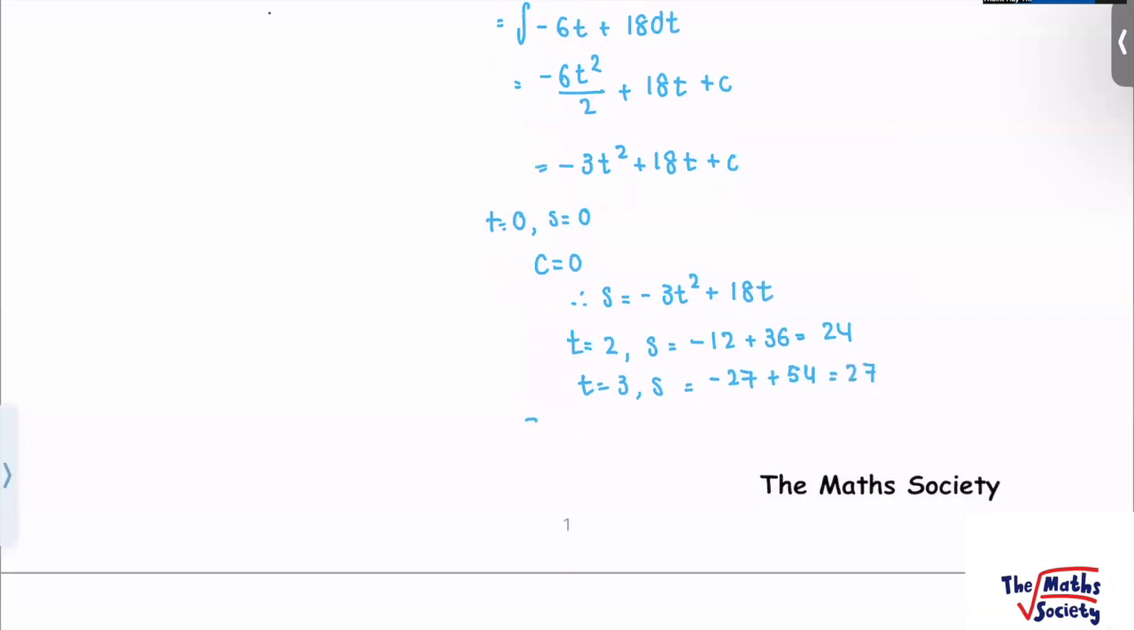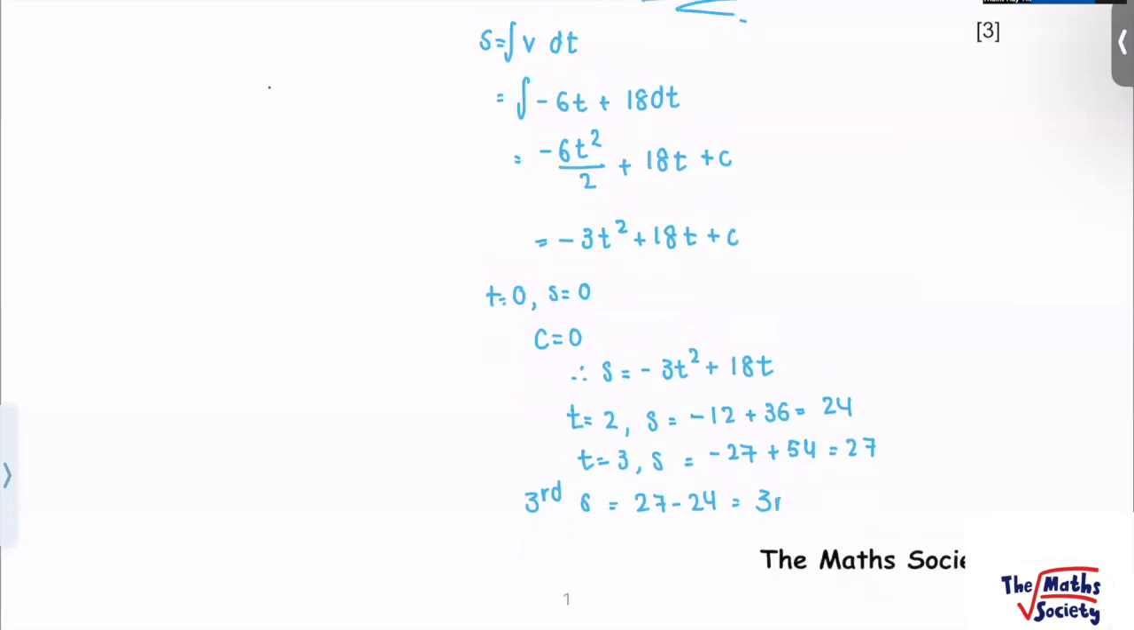So for the third second, you just need to subtract them, which means 27 minus 24. And this is going to be equal to the distance. So that's going to be 3 meters. And that is your distance.